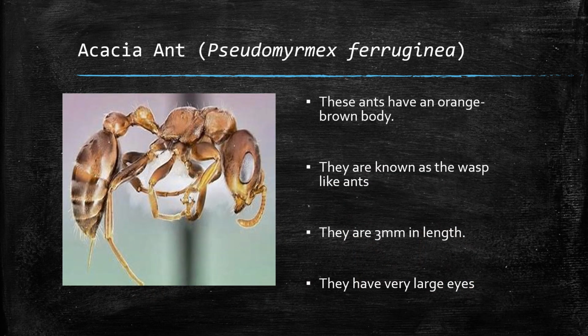The acacia ant. These ants have an orange-brown body. They are known as the wasp-like ants. They are 3 millimeters in length and they have very large eyes. And here's a picture on your left hand side.